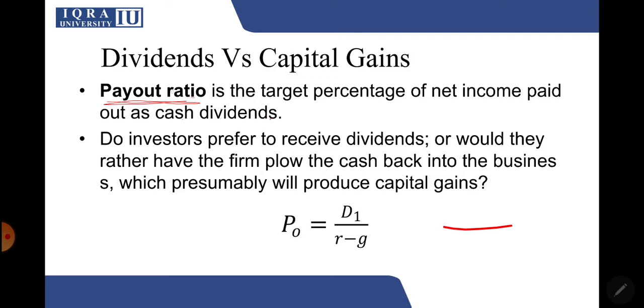But the problem is that it is very confusing to figure out what impact different payout ratios will have on the stock price. If a company has a high dividend payout ratio, will it have an impact on the stock price or not? Similarly, if someone is paying out a lower dividend, will their stock price be lower, or will it be higher? These are the kind of questions that we will be discussing later on. So do investors prefer to receive dividends, or would they rather have the firm flow the cash back into the business, which presumably will produce capital gains?